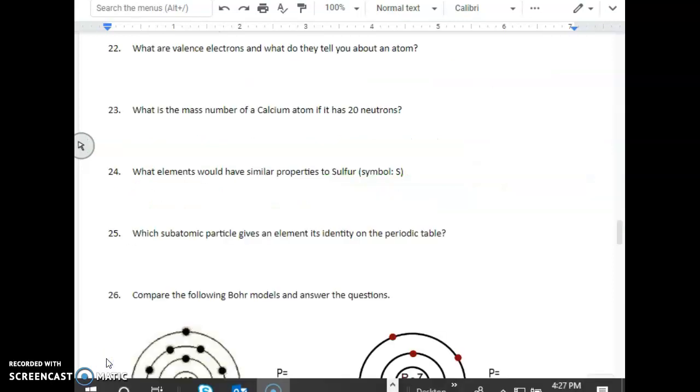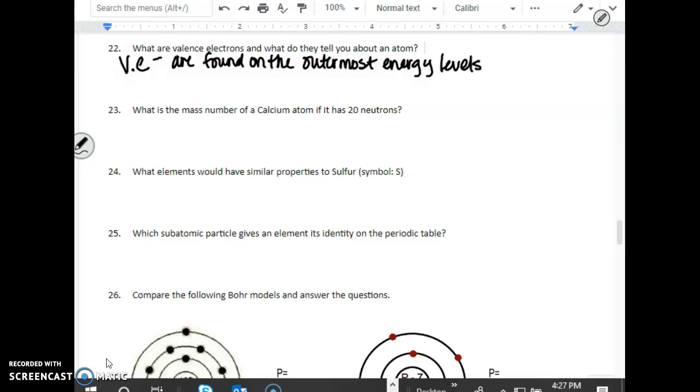Okay, number 22. What are valence electrons and what do they tell you about an atom? Valence electrons, which I abbreviate VE, are found on the outermost energy level. They're the ones furthest away from the nucleus.